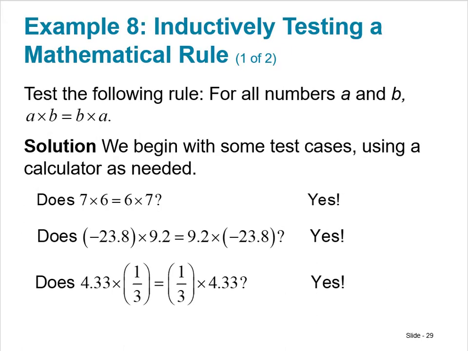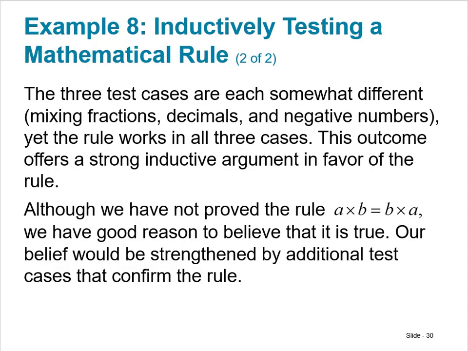So we can test the following rule. For all numbers A and B, A times B equals B times A. We'll begin with some test cases and see that it works, right? We'll throw in a bunch of things and go, yeah, they all work. So then we would have to generalize it. These 3 test cases are each somewhat different, mixing fractions, decimals, negatives, and so on, yet the rule works in all 3 cases. This outcome offers a strong inductive argument in favor of the rule.